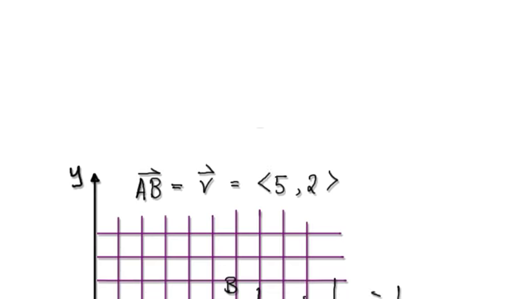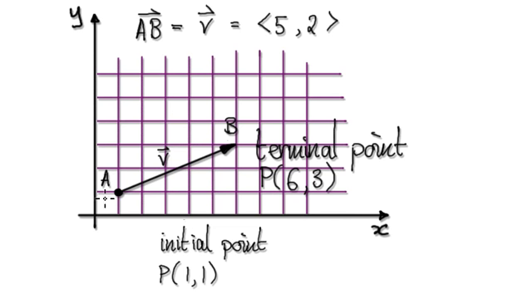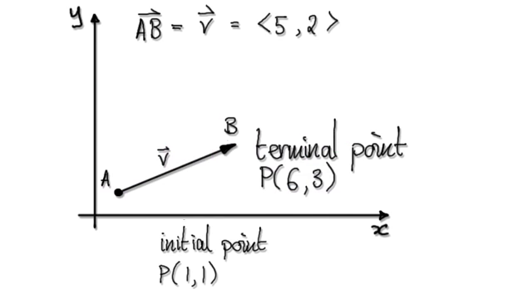Now we're moving on to vectors, but before we can work with vectors, we need to establish some notations. So let's say you've got a vector here from A to B. Here the vector is 5 across and 2 up. Hang on, let me get rid of the grid.